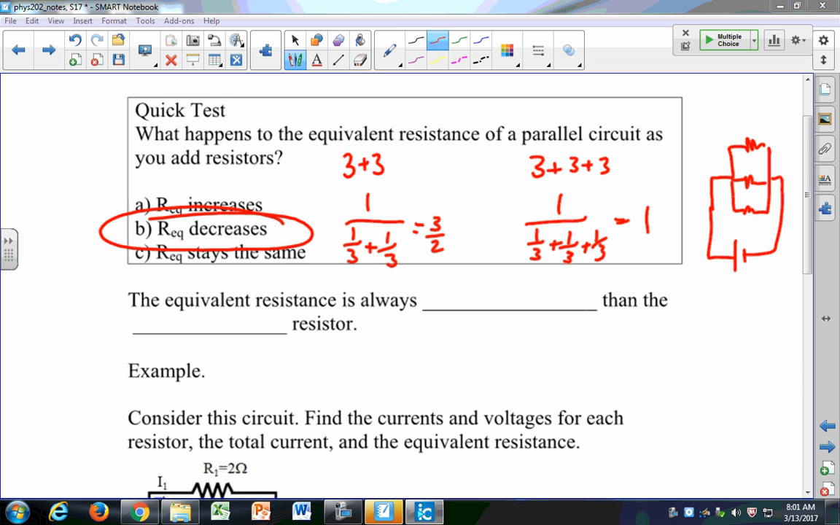Okay, so the equivalent resistance, I said this before, is always smaller than the smallest resistor. So notice here I had 2 3s, the equivalent was less than 3. Here I had 3 3s, the equivalent is less than 1. If I have a 3 and a 6 in parallel, what's the equivalent of that? A 3 and a 6 ohm resistor in parallel. 2. The equivalent will always be smaller than the smallest resistor because the electron comes along and it says, oh, I see a 3 ohm resistor. Oh, but I also see a 6 ohm resistor. And so the equivalent will be smaller than that smallest resistor because you have multiple paths for the electricity to flow.